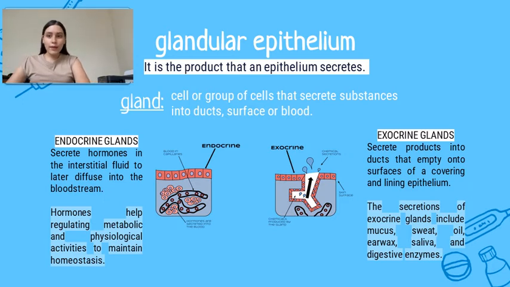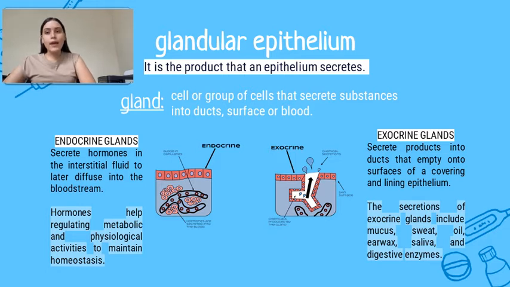And then we have the glandular epithelium. That is all the product that an epithelium secretes. We have the endocrine glands that secrete hormones into the interstitial fluid that later diffuse into the blood system. These hormones help to regulate the metabolic and also the physiological activities to maintain homeostasis.